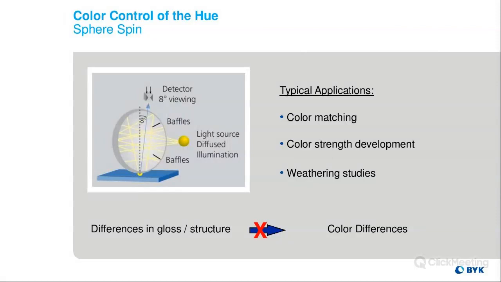And so some typical applications for this instrument are color matching, color strength development, or weathering studies, applications where you may not care so much if there are differences in gloss or texture. You sort of just want to isolate the pigmentation. So it's not that one instrument is better or worse than another. They're just different for different applications. So this is the sphere spin, or the SCI instrument.